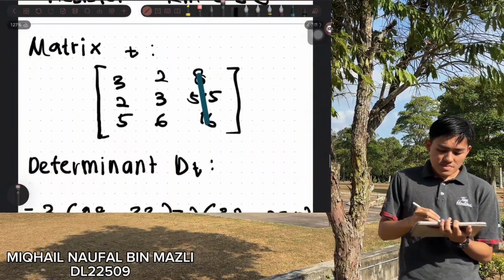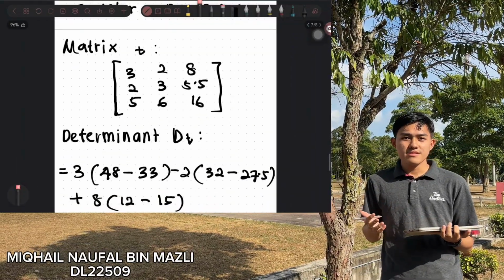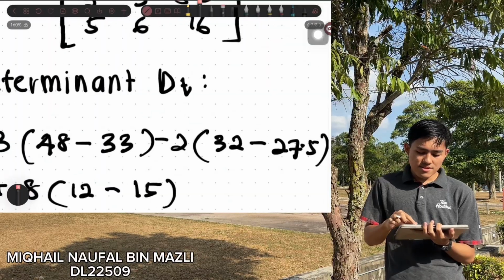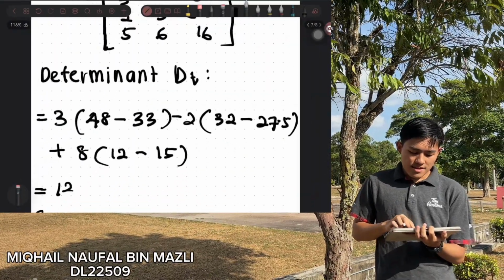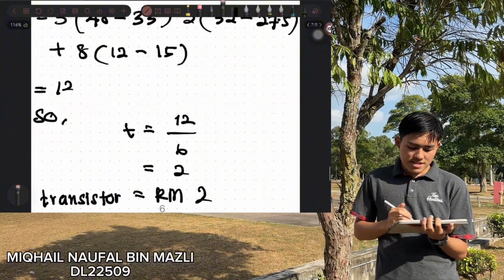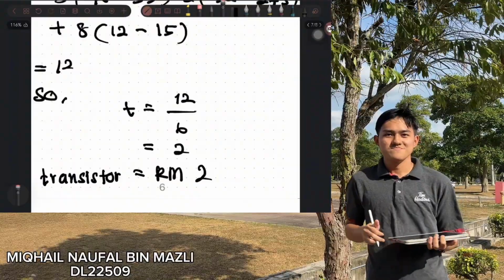And then for matrix T, we use the same method as before, and we find the determinant of T. Then we calculate and we get 12. So we divide by 6, and the price of transistor is 2 ringgit.